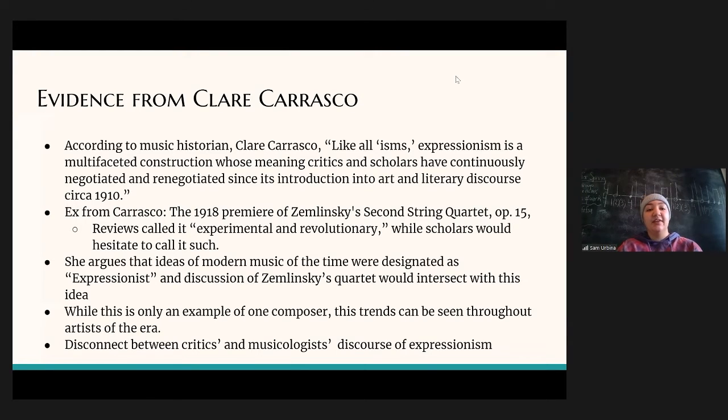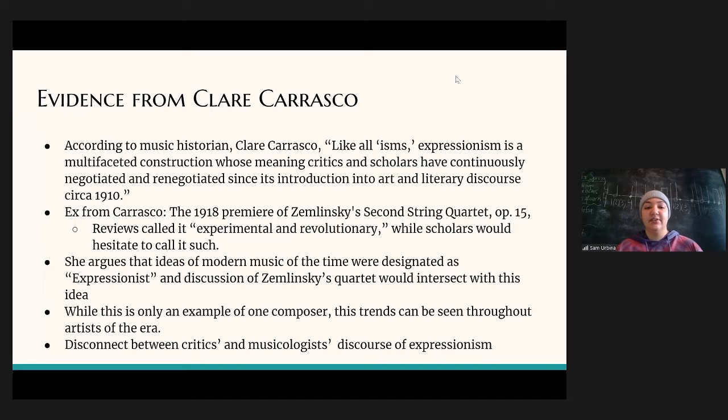Okay, and now we're going to draw evidence from another musicologist or music historian, Claire Carrasco. So according to Carrasco, like all isms, expressionism is a multifaceted construction whose meaning critics and scholars have continuously negotiated and renegotiated since its introduction into art and literary discourse circa 1910. So the term itself has even been negotiated and contradicted throughout time. So how are we supposed to know the exact meaning of expressionism during the height of Schoenberg's music?